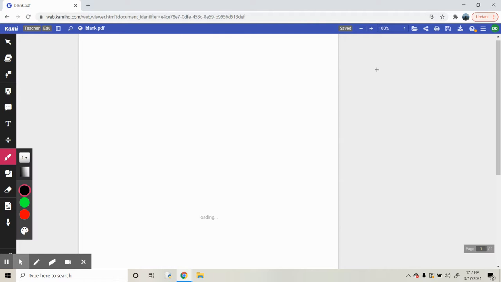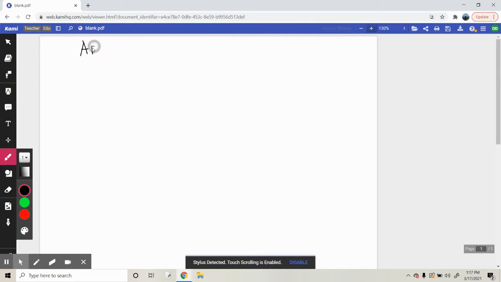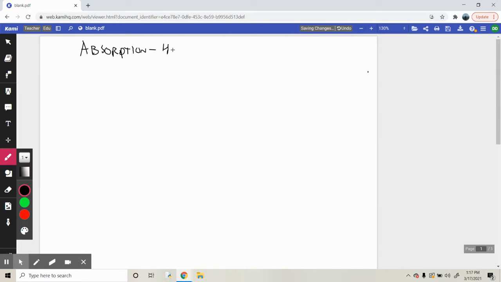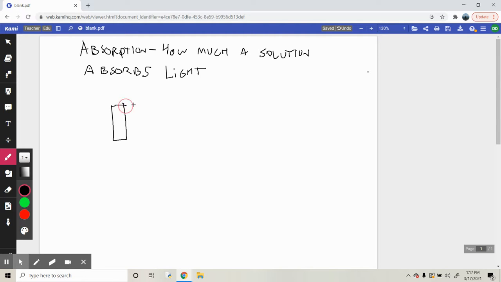The struggle is real. All right, so now let's talk about absorption. Absorption is just how much a solution absorbs light. And we actually do this with instrumentation in the lab. So what we do is we take this little plastic rectangular prism thing, and we call that a cuvette. We take this cuvette and fill it with some sort of liquid.